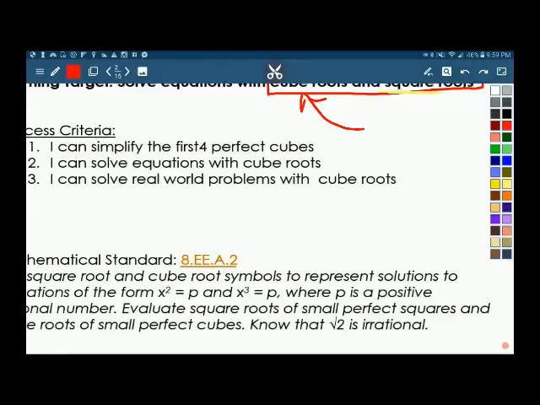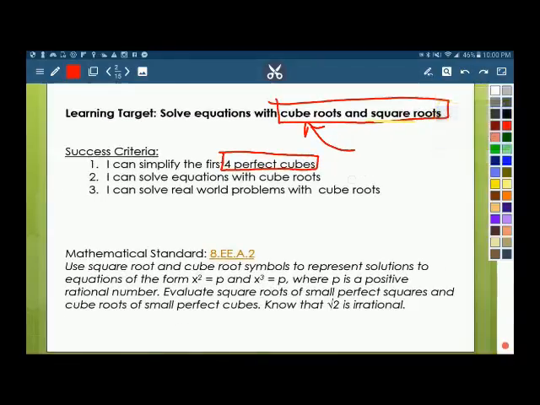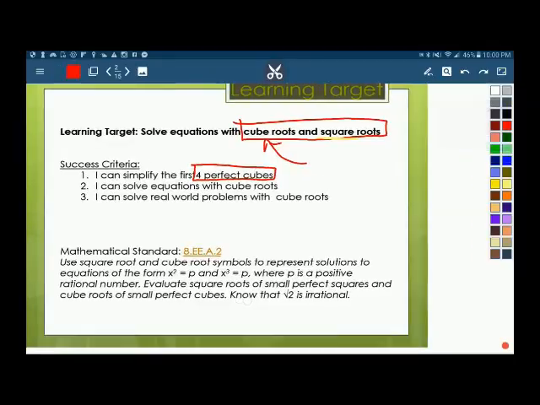Okay, so that should be reminding you what we studied with perfect squares. There's going to be something called perfect cubes. They're going to be very closely related. We're going to solve equations with not perfect cubes. We're going to solve equations with cube roots. So just like the previous lesson, we solved equations using square roots, we're going to use cube roots now. And lastly, we're going to solve real world problems with these cube roots.